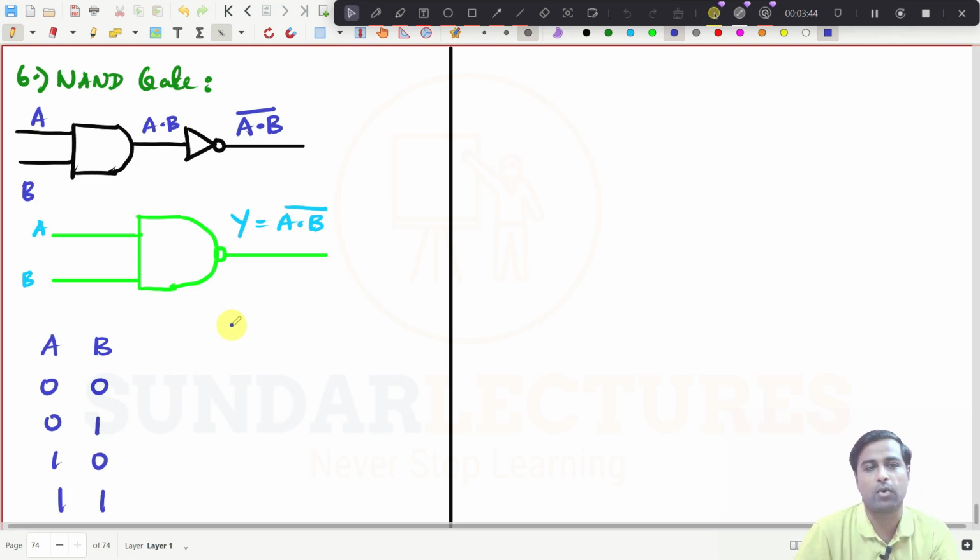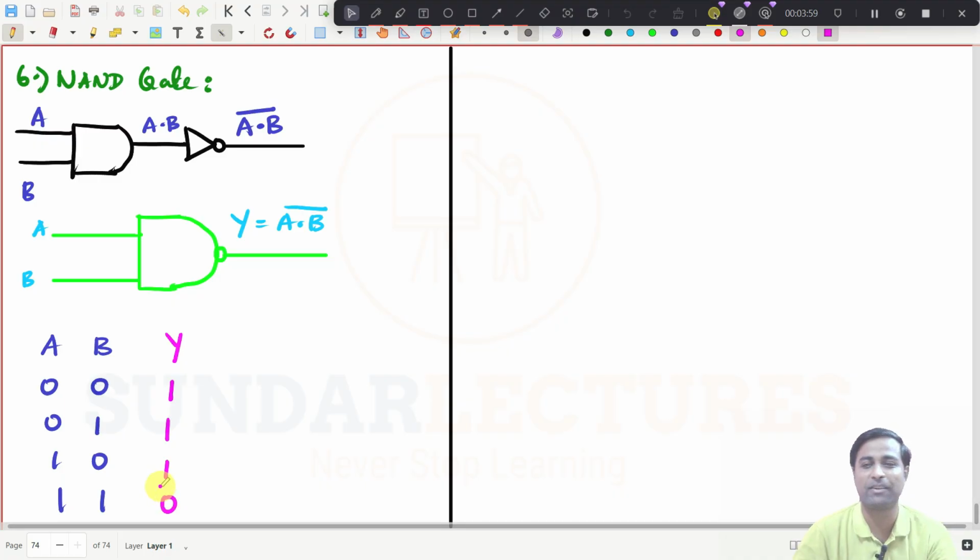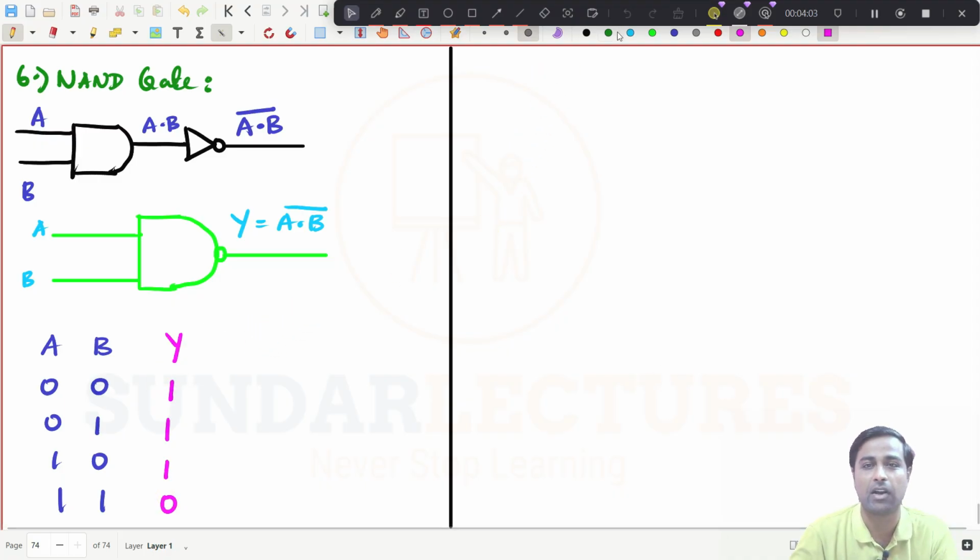Now Y will be equal to A dot B whole bar. So it is opposite to the AND gate, right? If any one input is 0, then the output will be 1 simply. This is 1, this is 1, this is 1. If both inputs are 1, then it will be 0. Can you understand? This is actually opposite to the AND gate. That's all.